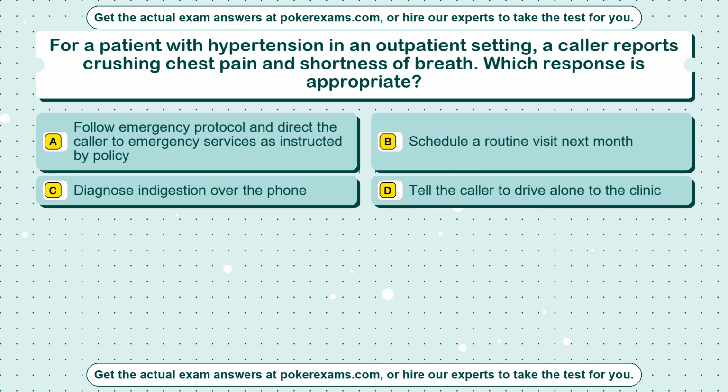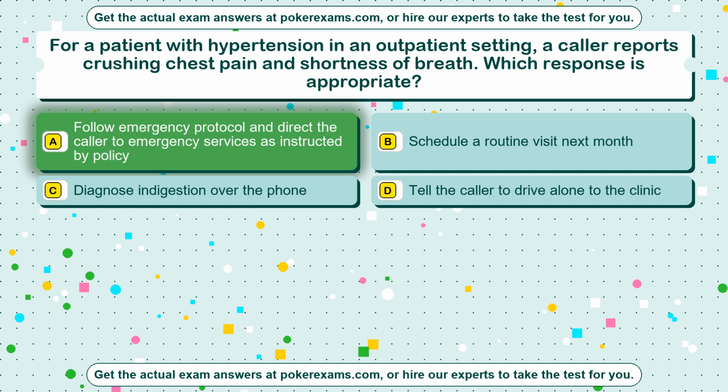Question 10. For a patient with hypertension in an outpatient setting, a caller reports crushing chest pain and shortness of breath. Which response is appropriate? Option A. Follow emergency protocol and direct the caller to emergency services as instructed by policy. Option B. Schedule a routine visit next month. Option C. Diagnose indigestion over the phone. Option D. Tell the caller to drive alone to the clinic.